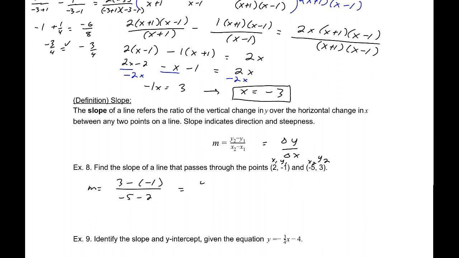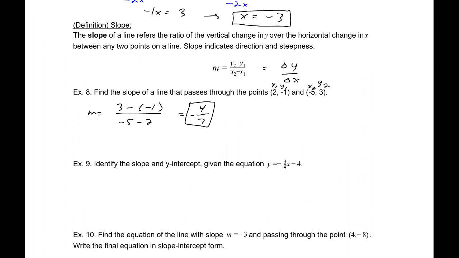And that would be positive 4 and a negative 7, so we have negative 4/7. That means that the slope of that line is decreasing. The line is decreasing going to the right, and 4/7 is not very large, so it's actually a rather shallow slope.